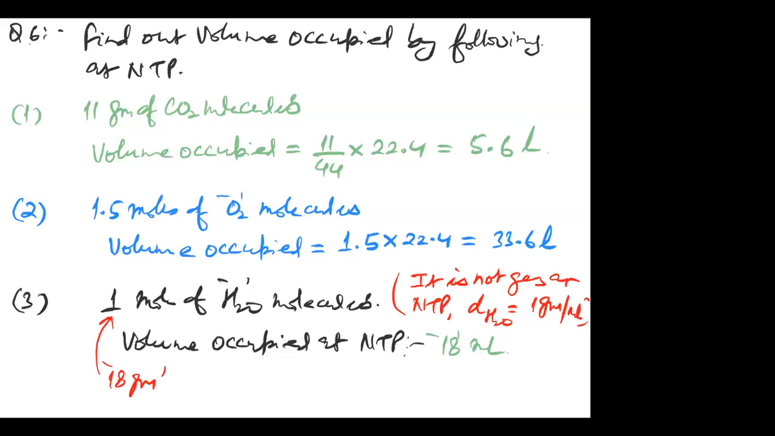I hope this question is also clear to you. You just have to remember the last one: water is not gas at NTP, so you can't apply 22.4 liter per mole here. You have to do the calculation according to density, the ratio of mass and volume.